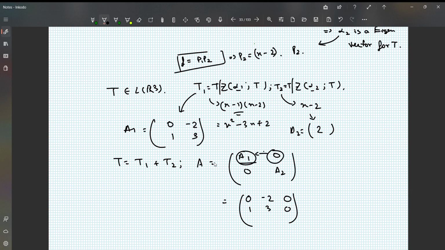This is a 2 cross 2 matrix, so it will obviously relate to the dimension of A1. This will relate to the dimension of A2 as well. Here you have a 0, and you just place A2 here, so you have 2, right? So this should be the rational form of A. Clear?